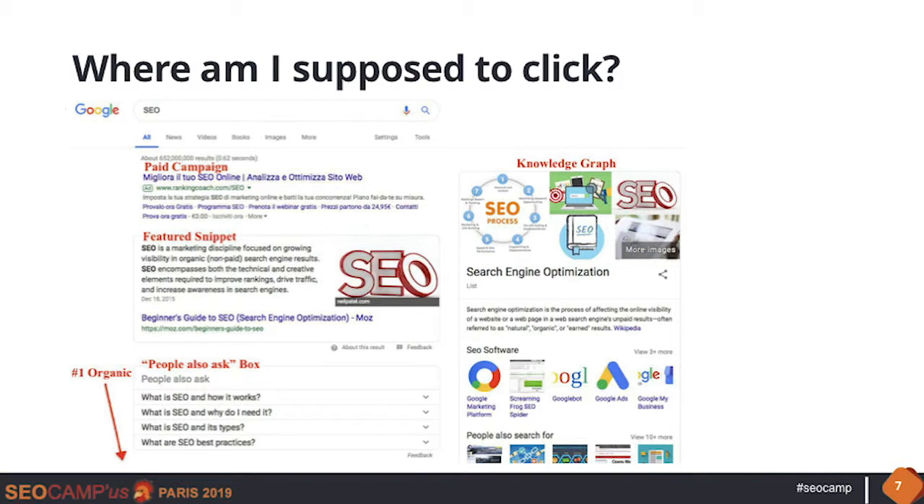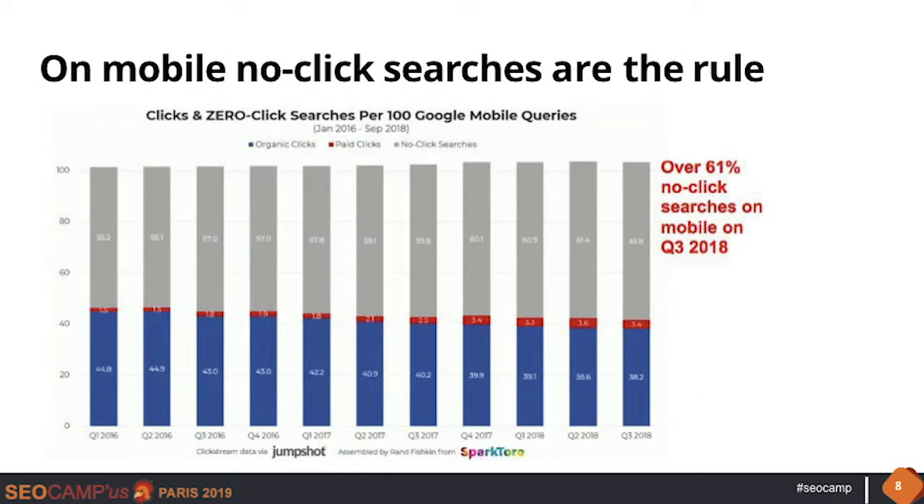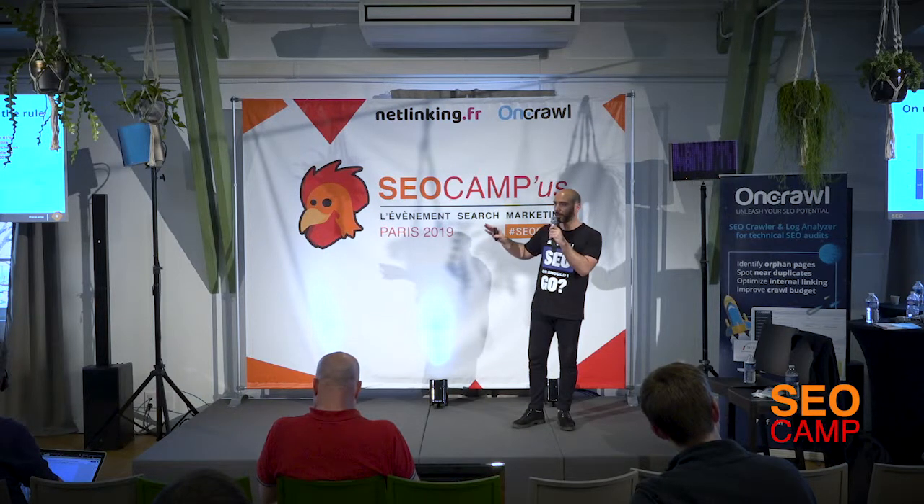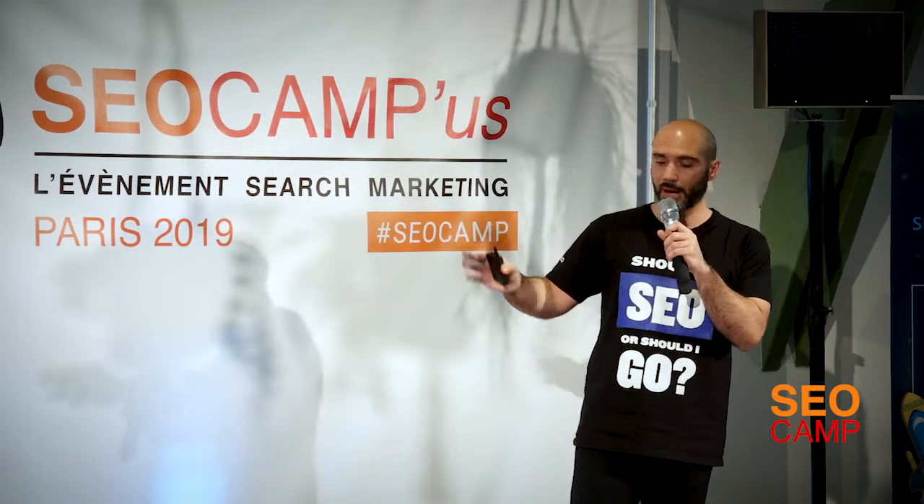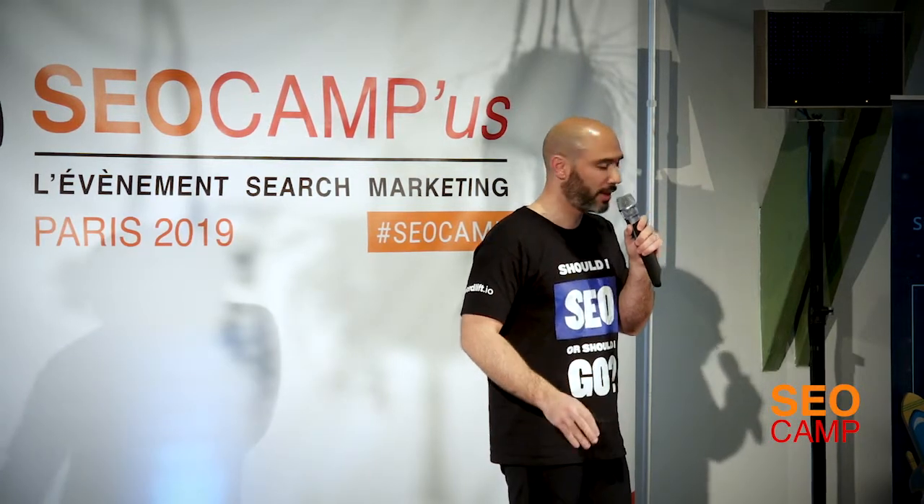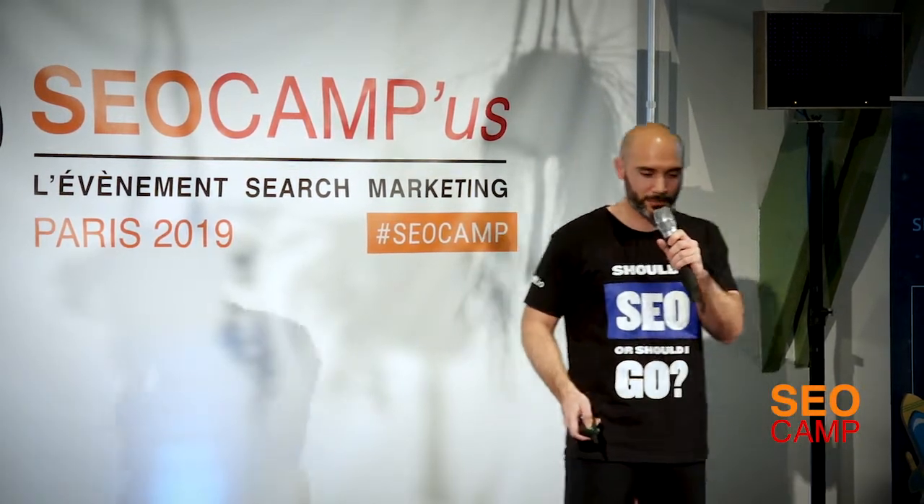So why is this happening? Well, if I go, for instance, on this kind of query, there is no space for me to click because I get most of the answers. That's why Google is creating this lock-in experience for me. On mobile, this is even more staggering. This is data from Rand Fishkin and SparkToro together with Jumpshot, and we can see that almost two thirds of queries on mobile are not becoming traffic. Over 61% are no-click searches on mobile. And this is data from 2018, so it probably means that in 2019 this is even worse.